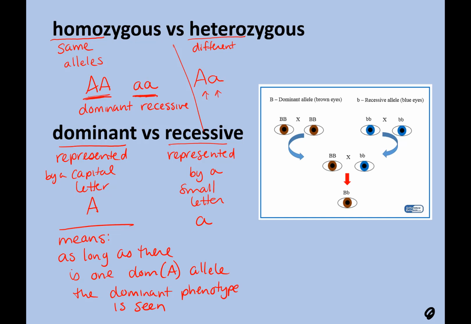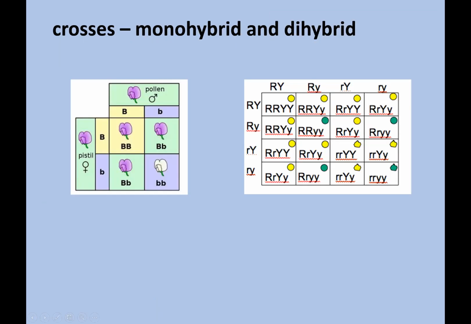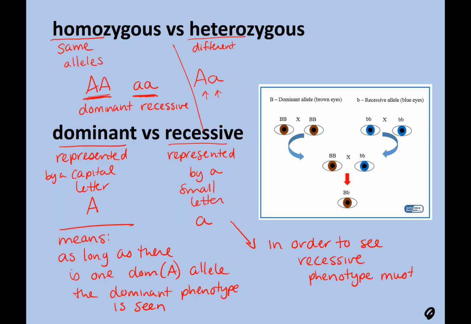Okay, so we'll talk about what phenotype and genotype mean in a minute. Recessive means that the dominant covers it up. So in order to see the recessive phenotype, it has to be homozygous recessive.